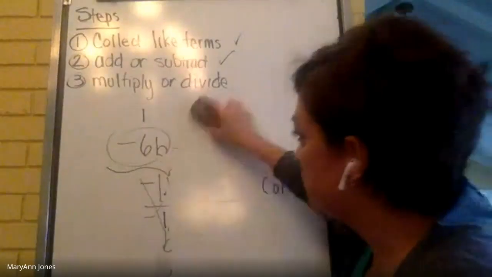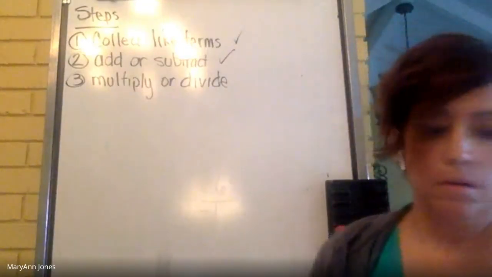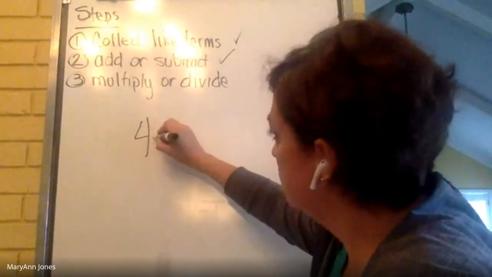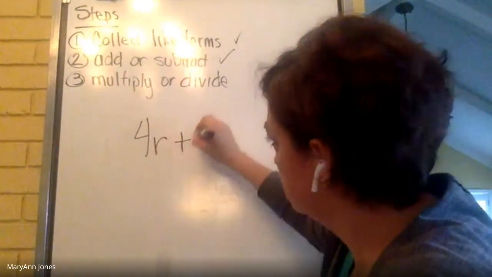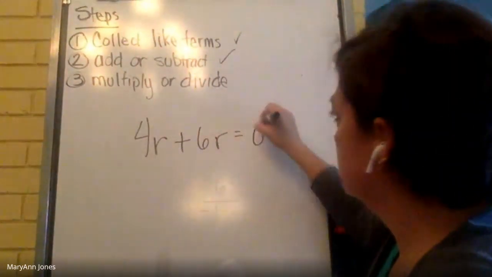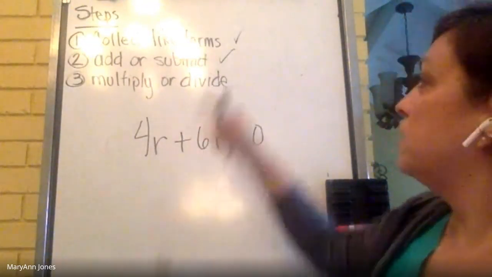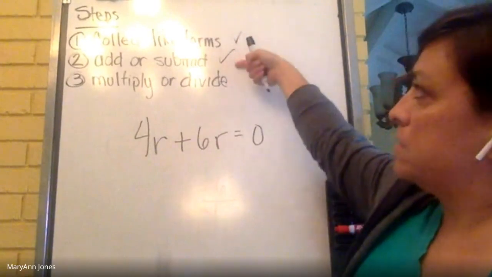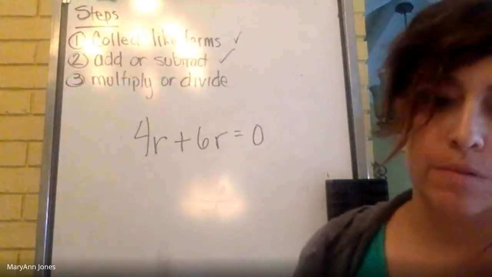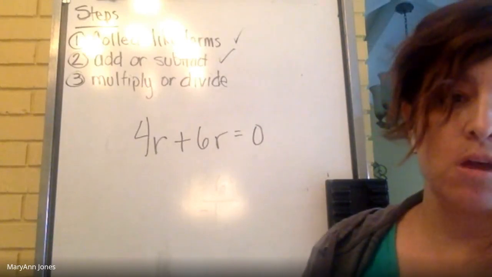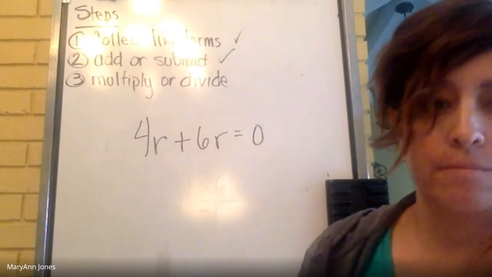So let's do another one. I'm going to let you do this one and let me see where you get stuck. Remember to follow the steps: collect like terms, add or subtract, multiply or divide. And that says 4r plus 6r equals nothing.